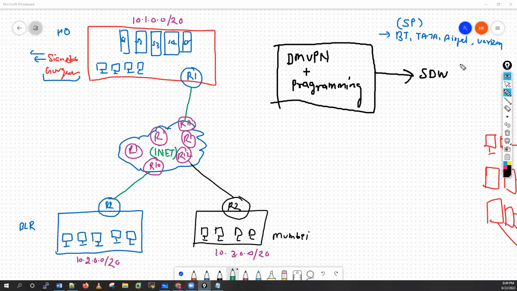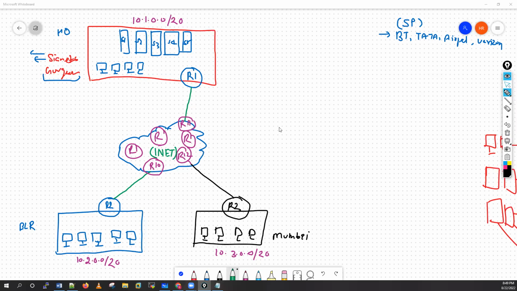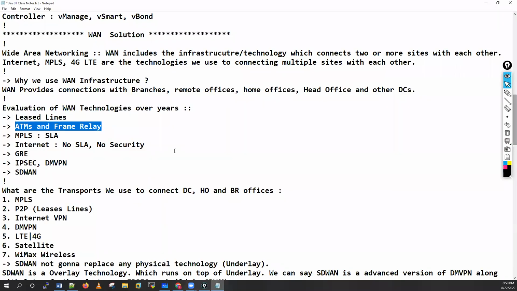Software defined wide area networking. So this is how your WAN evolution happened. Basically, WAN evolution started from leased line, then frame relay, right? And after that, they came up with MPLS, right? Then they came up with GRE, then IPsec over GRE, which is your DMVPN, and on that they added some programming, and this became your SD-WAN solution. So that's how SD-WAN came into the picture, guys. This is some history of WAN, and that's how WAN started, guys.